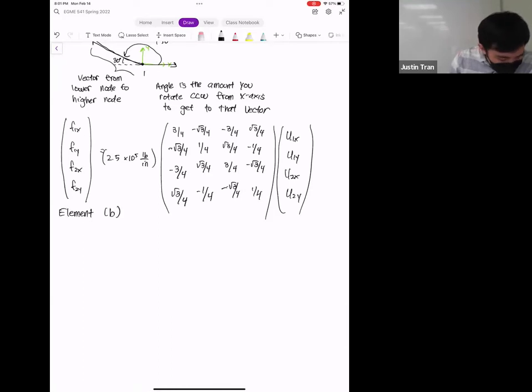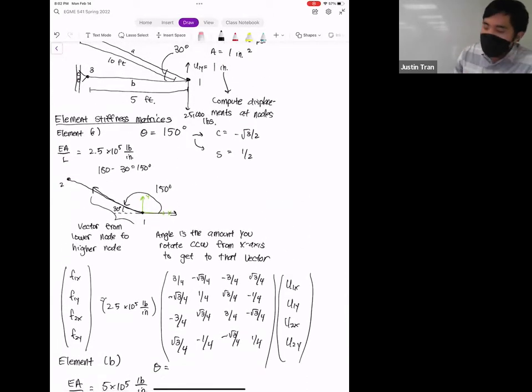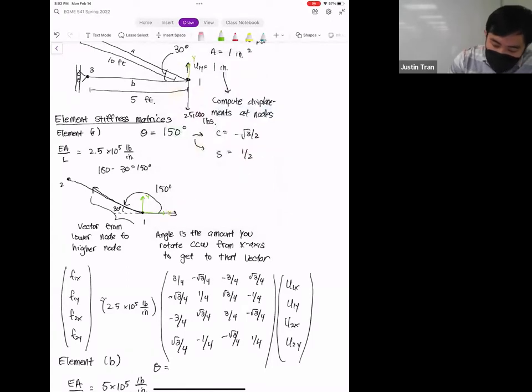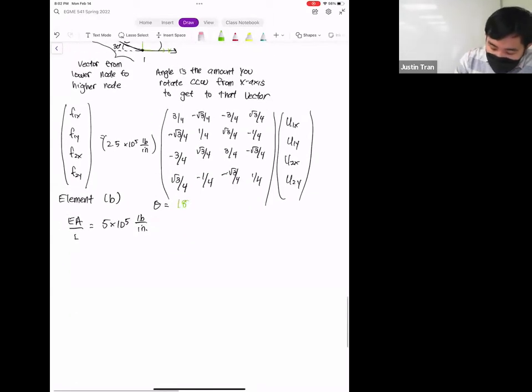So for element B here, we have EA over L. The Young's modulus for this element is the same as before, but the length is half. And so what we get is 5 times 10 to the 5th pound per inch. Our theta here, let's look at the diagram and do the same thing we did before. We go to node 1 and write in my coordinate axes, y and x, because 1 here is the lower numbered node. In this case, we rotate all the way over like this. And so the angle for element B is 180. Cosine of 180 is minus 1, and sine of 180 is 0.